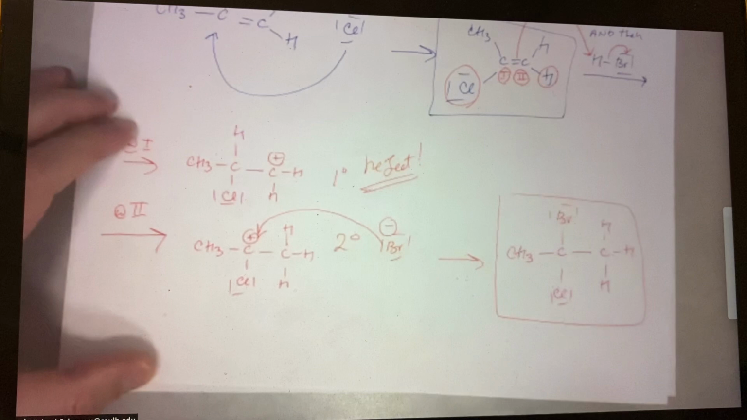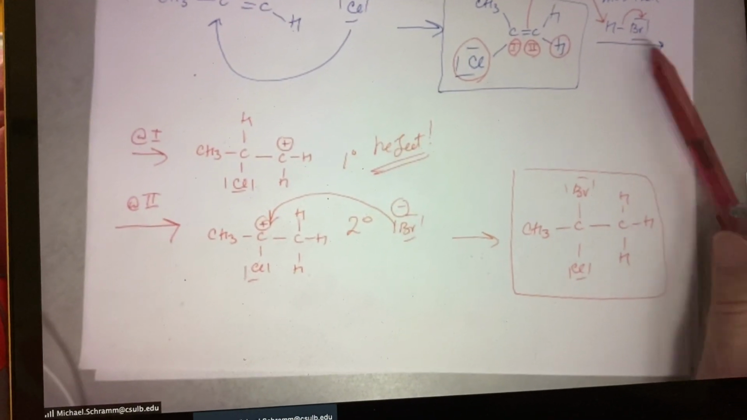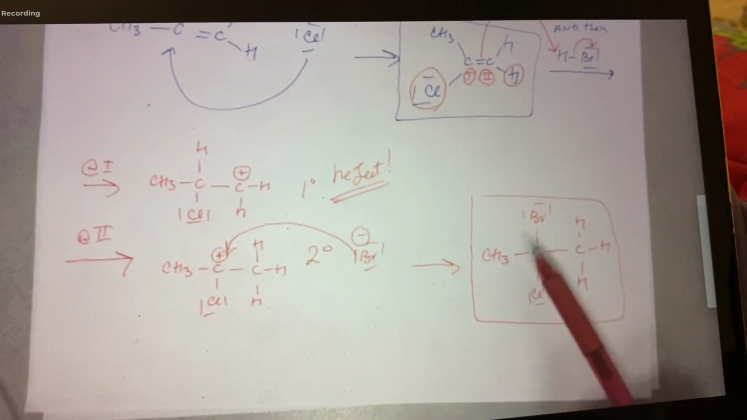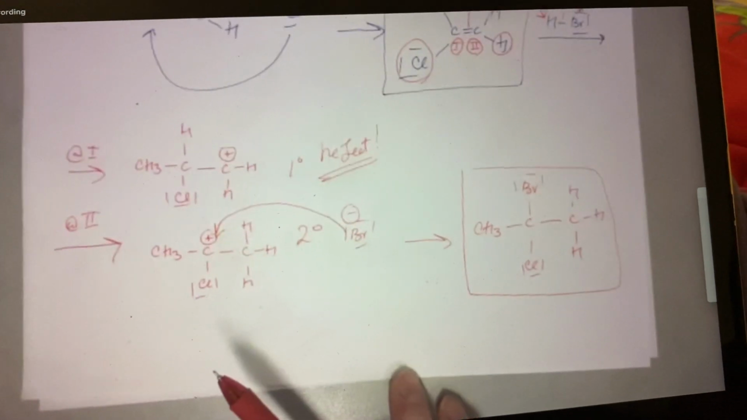So we could do this reaction stepwise. We could have added 2 molecules of HBr from the beginning, or HBr then HCl, or combinations of things. So these can be ClCl, BrBr, a lot of different variations and combinations here.